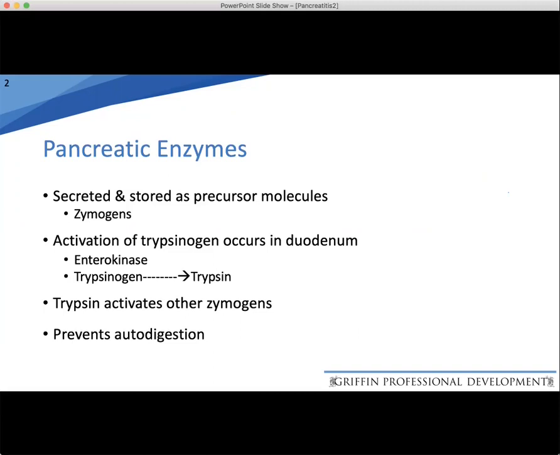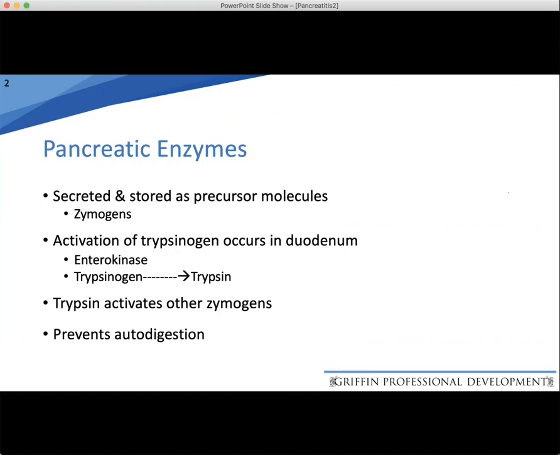So in order to understand pancreatitis, we have to understand how the pancreas works, and it really is an incredibly clever organ. The pancreas secretes pancreatic enzymes, and these enzymes effectively can digest most tissue in your body. So in order to prevent that from happening, these enzymes are stored as precursor molecules known as zymogens. Then within the duodenum, we get activation of the first zymogen: trypsinogen, by the action of enterokinase.